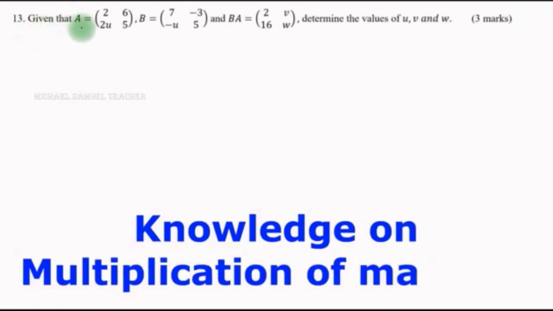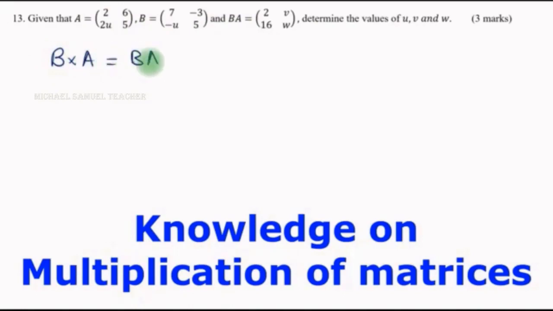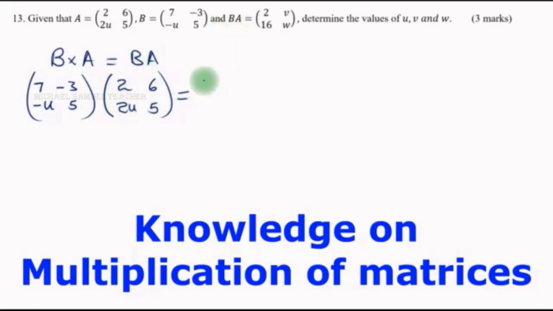Question 13. Given that matrix A is 2, 6, 2u, 5, B is 7, minus 3, minus u, 5, and BA is 2, v, 16, w, determine the values of u, v, and w. So, BA has been given. For us to get BA, simply B times A. In our case here, B is 7, minus 3, minus u, 5, multiplied by the matrix A, 2, 6, 2u, 5. It will give us BA, and BA is 2, v, 16, w.